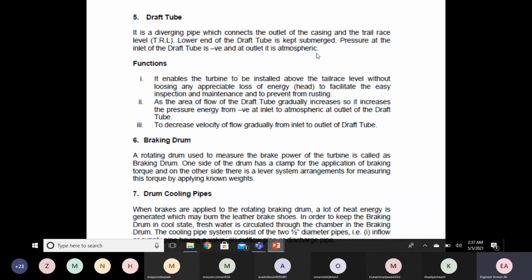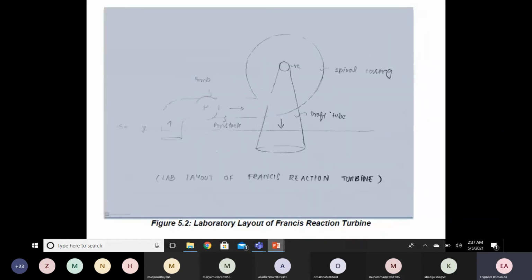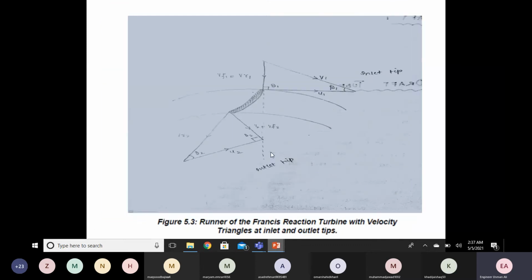So the other part, the draft tube, where it is ending at this point, this water is exposed to atmosphere, it is not under pressure. So the pressure at the outlet of the draft tube will be atmospheric pressure.